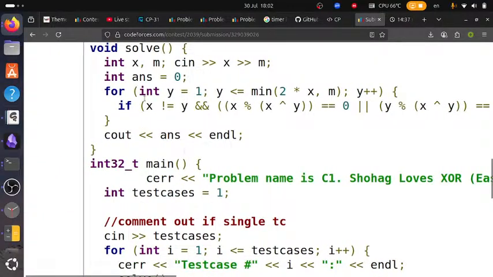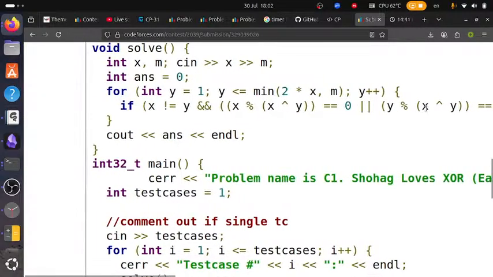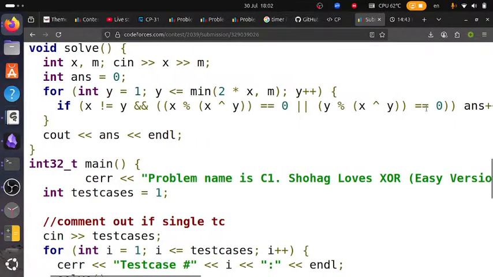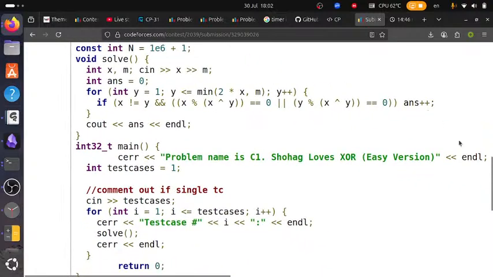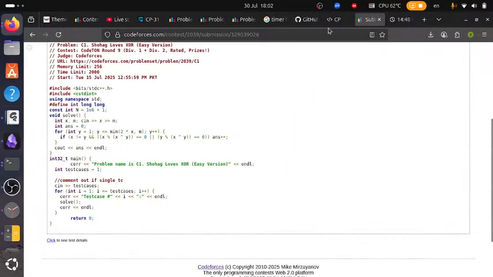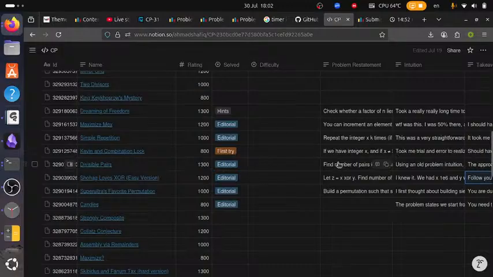So I missed these conditions right here. All right. Anyways, let's get back. Find the number of pairs in the array such that ai plus aj is divisible by x and ai minus aj is divisible by y.